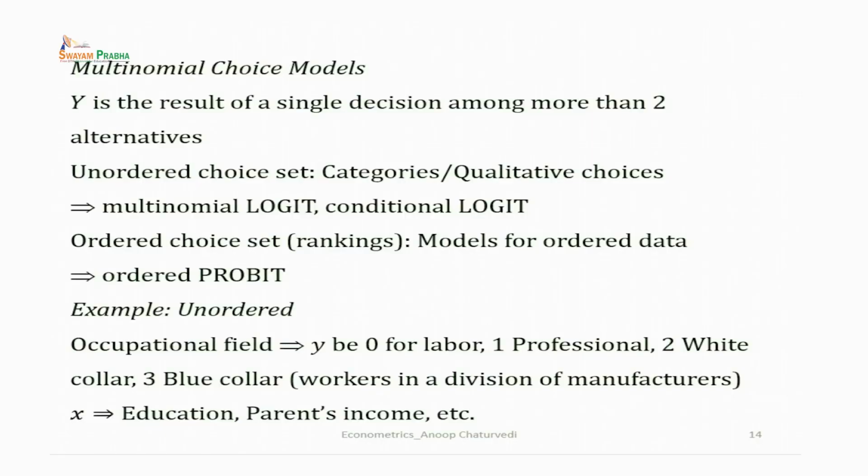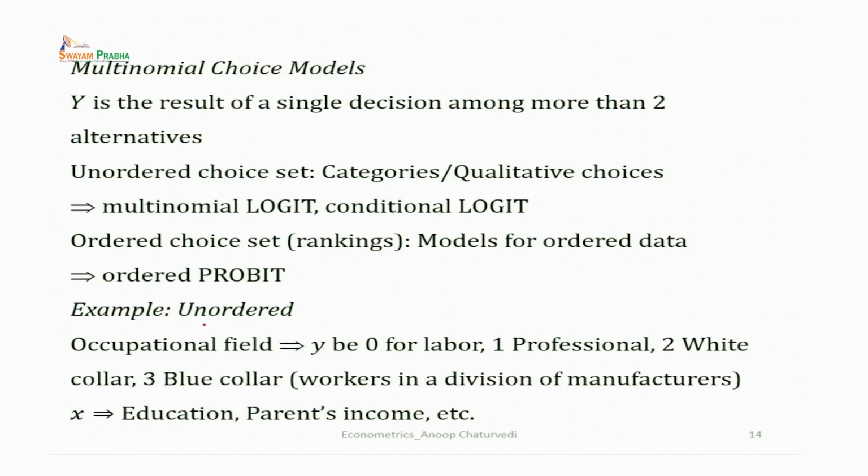As I mentioned in the example of the purchase of a car, you have several possible alternatives. Say, you may go for a car made by Hyundai or Maruti, etcetera, or you may go for a hatchback, or you may go for an SUV, etcetera. So you have more than two possible alternatives. Again, you have two possibilities: an unordered choice set, say different categories, qualitative choices, etcetera. Then we use multinomial logit or conditional logit models. And sometimes you have an ordered choice set, say rankings. In that case, you can use the ordered probit model.